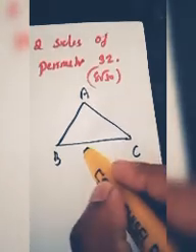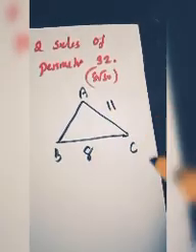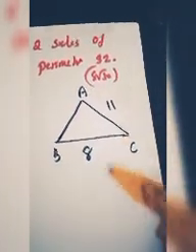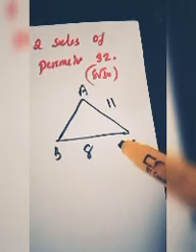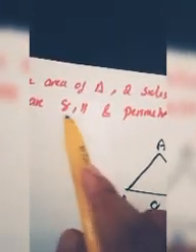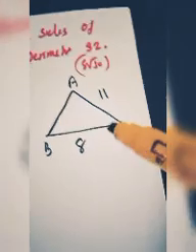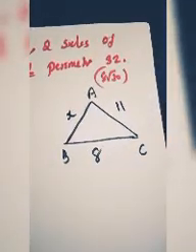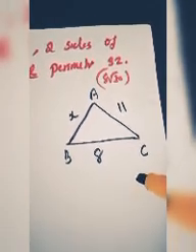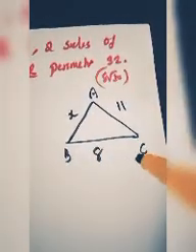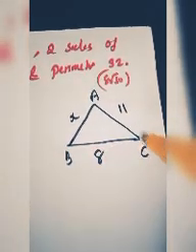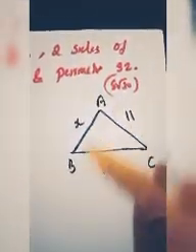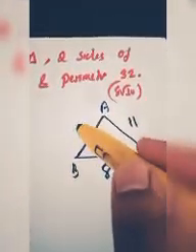Which are the two sides? 8 and 11. That means two sides are given. So let BC is equal to 8 and AC is equal to 11. So two sides are given as 8 centimeter and 11 centimeter. See, it is given in the question. Two sides are given, and the third side is not given. So let it be some X. One side is 8 centimeter and the second side is 11 centimeter. Then the third side is not given, so that's why I mentioned it as some X.